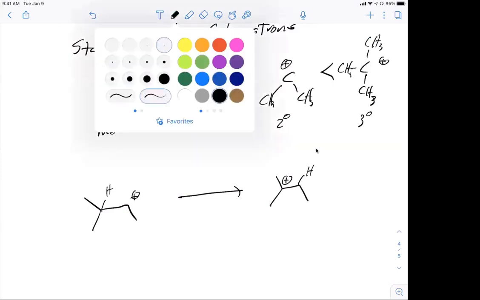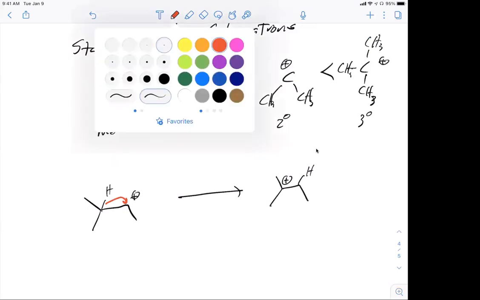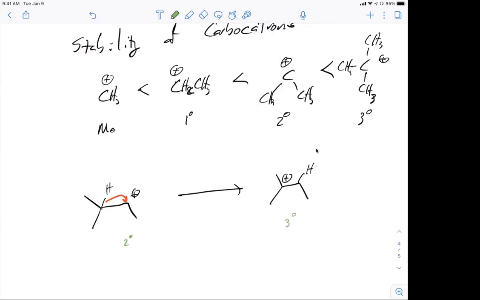So if we look at this one, this hydride, and notice I'm drawing it from the bond, which means the electrons go with it, right? That then results in my carbocation. If we look at what we've done, we've taken a secondary carbocation and gone to a tertiary carbocation. So this is more stable.